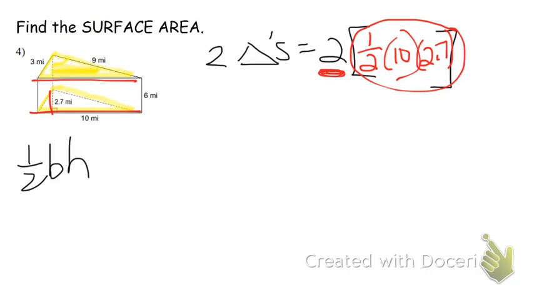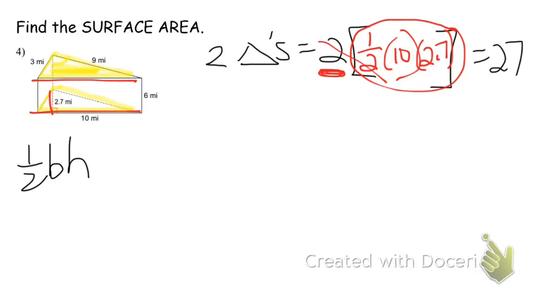So now I'm going to multiply all that out. 10 times 2.7 is 27. Multiply by 2 and divide by 2, or recognize that these cancel. Do the math any way you wish. So that's a total of 27 for the 2 triangles.